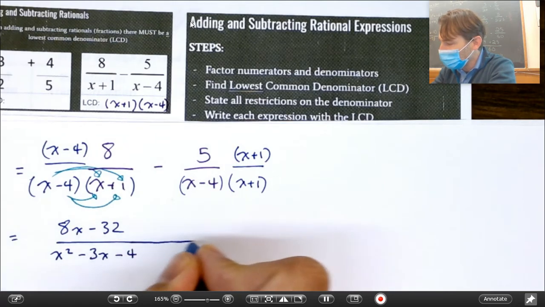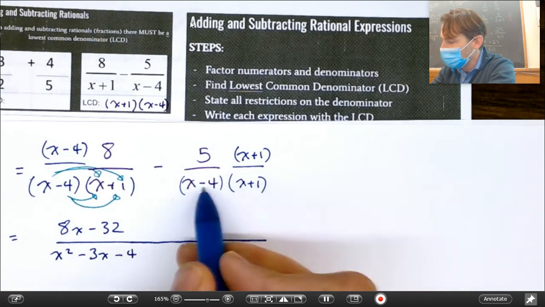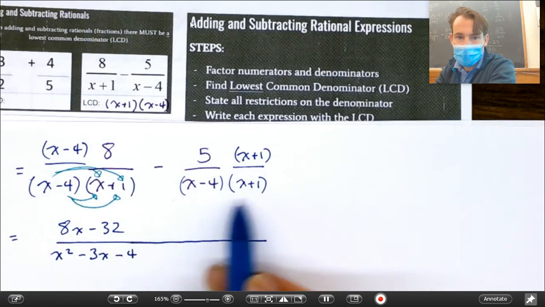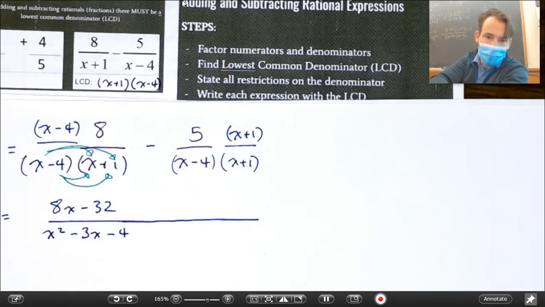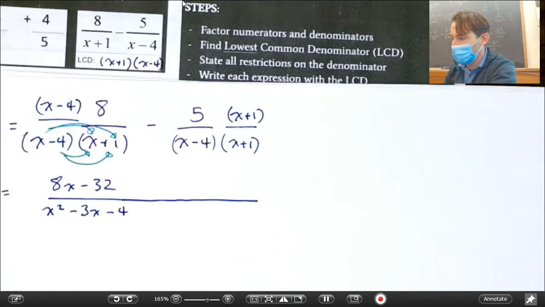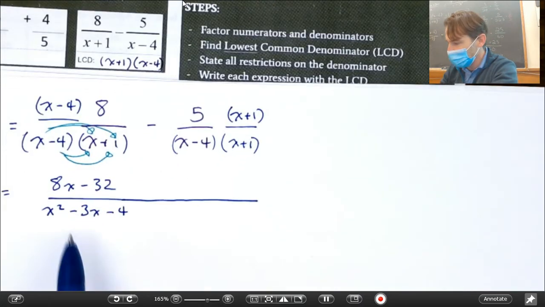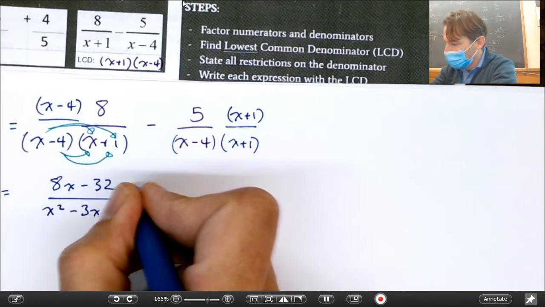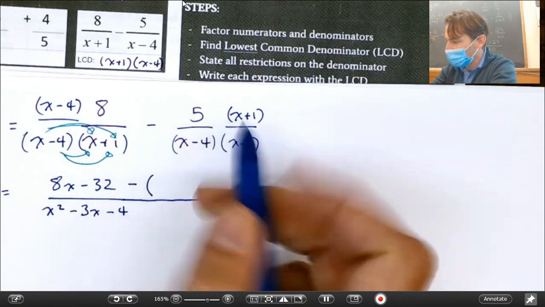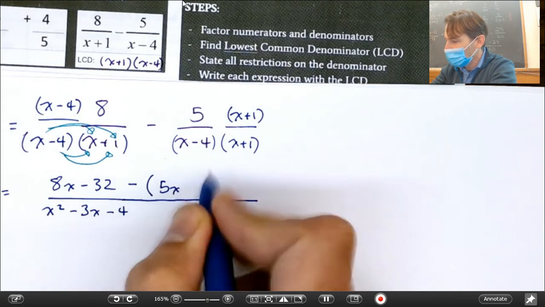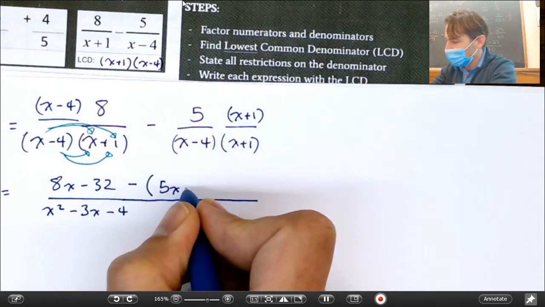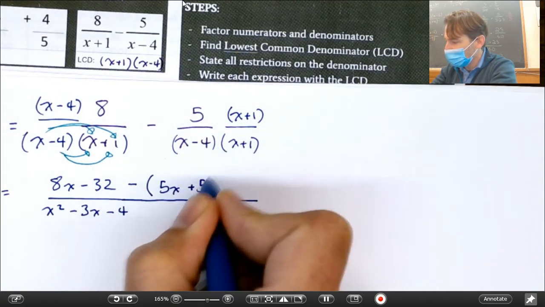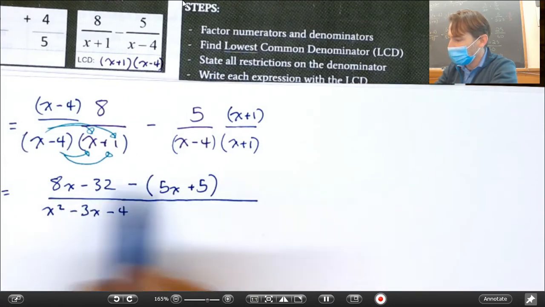That's actually a common denominator for the other side as well, because I'm going to be doing the same binomial times a binomial over there. So it's going to be the same denominator, and I can write the whole thing over the same denominator. And now I'm going to have minus, and I'm going to put this in brackets. 5 times x is 5x, and then that's plus 5. So that's in brackets. I'm going to subtract all that from that.